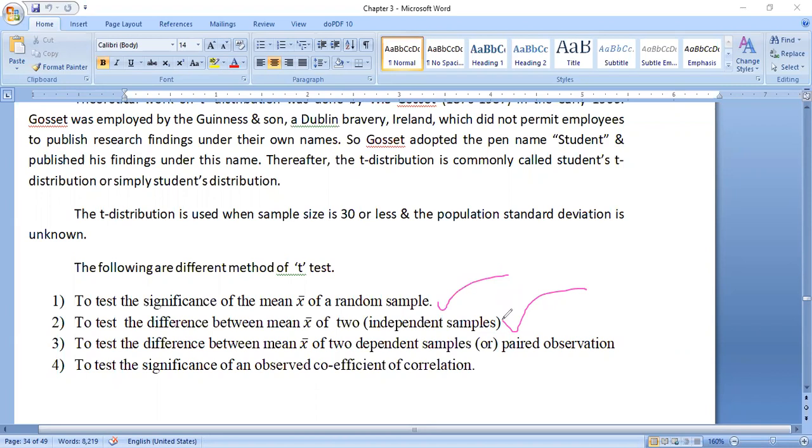Independent samples here. Then today, this is very much important, and from this topic, a number of times the questions are repeated: to test the difference between the means of two dependent samples, or we call it paired observations. Here it is an independent sample. The fourth one is not required. For our present syllabus, there is no need, so we are focusing on only three topics. So you observe carefully.